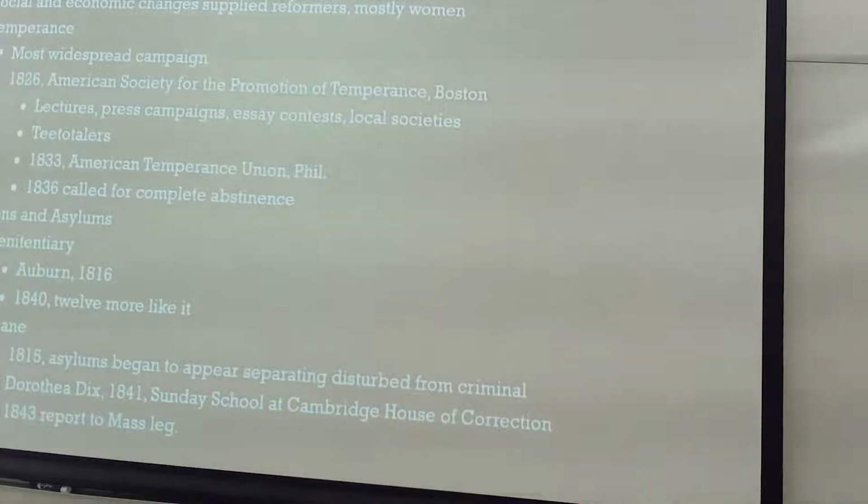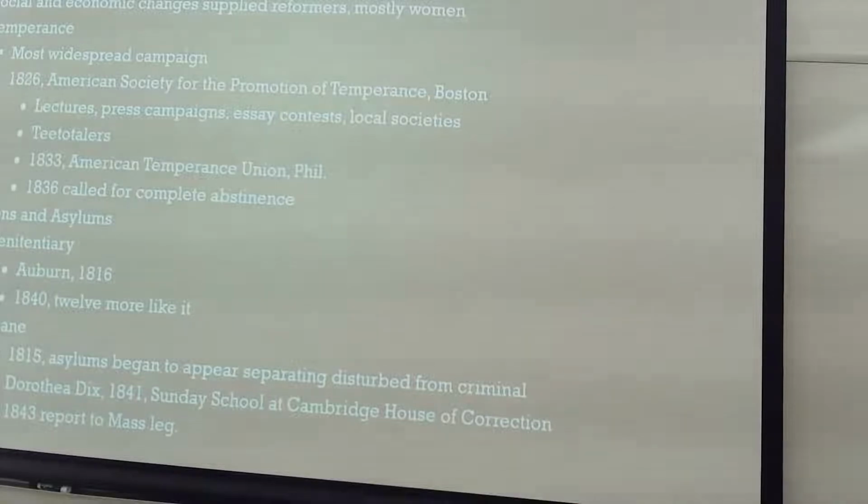In 1833, the American Temperance Union is formed in Philadelphia. And by 1836, both groups are calling for complete abstinence. If you can find a lot of the Bibles that are printed during this time period, the big family Bibles, in the middle there's usually a section for marriages, births, deaths. Well, if you can find one printed in this 1820 to 1850 period, a lot of times there was also a page for temperance where the family members could sign that they were teetotalers.